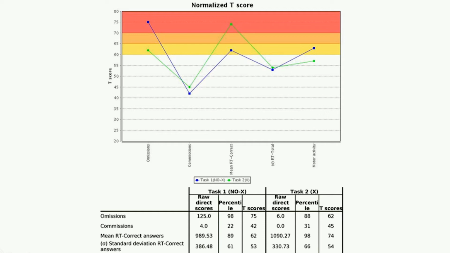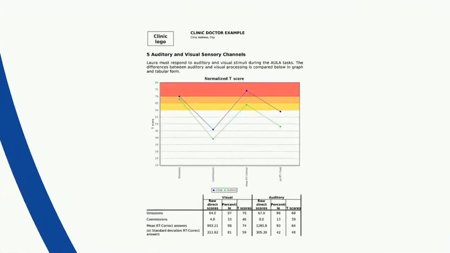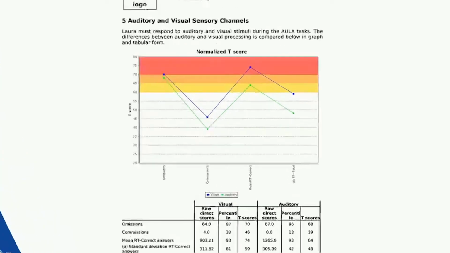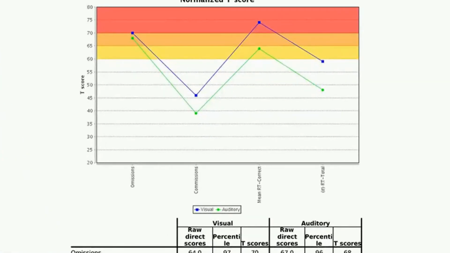In Nesplora Aula, both visual and oral stimuli are presented in both tasks. In this comparative analysis, we can see the execution of the test in relation to visual and oral stimuli. Large differences can mean vision or hearing problems, which must be discarded.